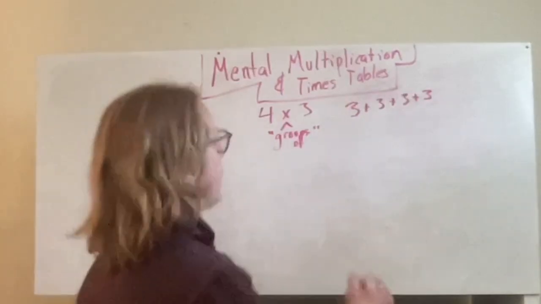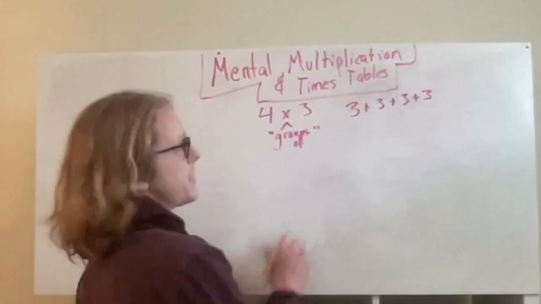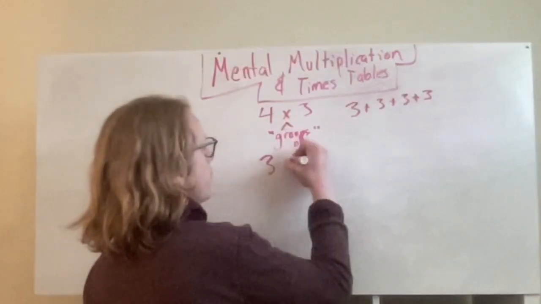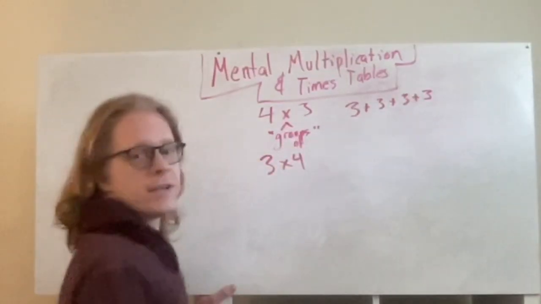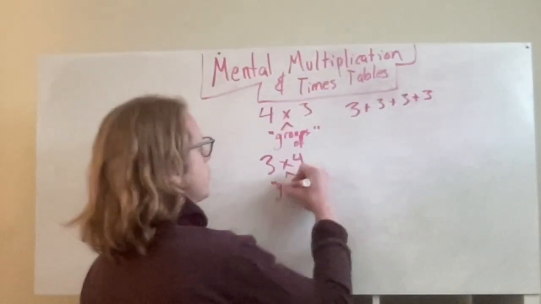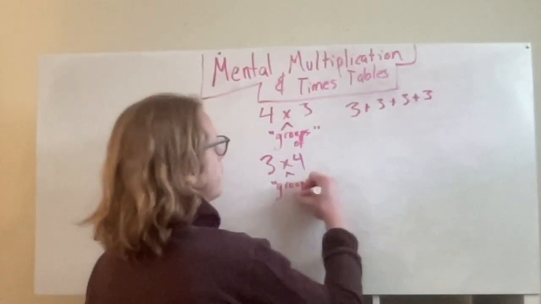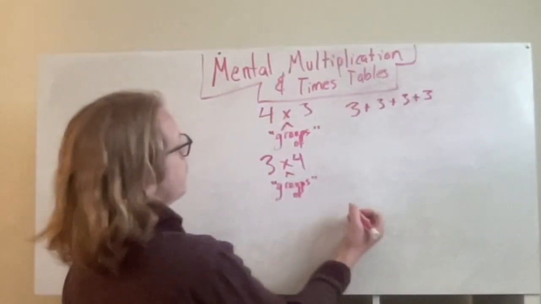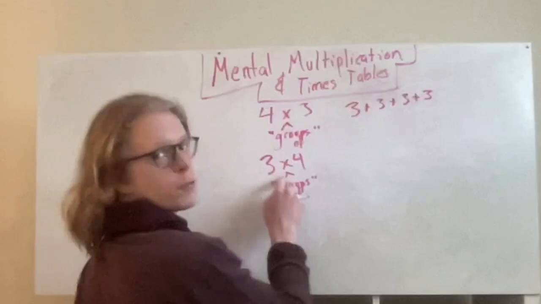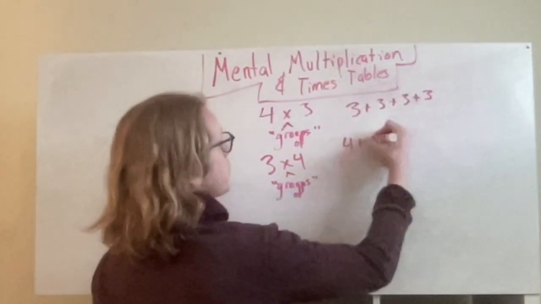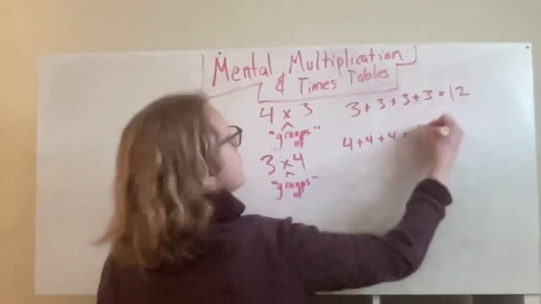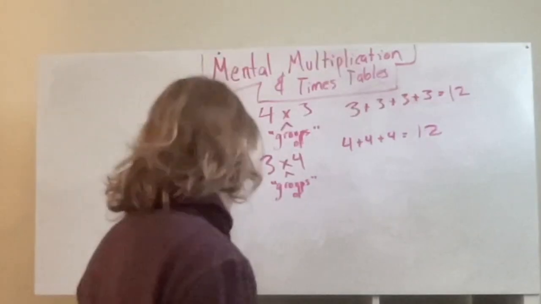Repeated addition. Now, another thing we should understand about multiplication is that the order that we multiply in doesn't matter. So 4 times 3 and 3 times 4 have the same value. If we think about this as groups of, then instead of having 4 groups of 3, we could have 3 groups of 4: 4 plus 4 plus 4. Both of these have the same value, which is 12.